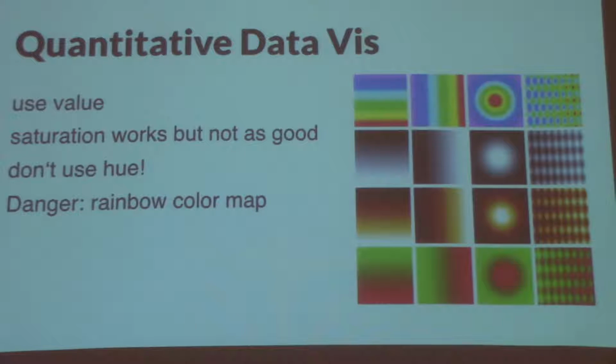But for quantitative data visualization, if you have a continuous spectrum, you should always use value. You shouldn't use hue. Saturation works also, but it doesn't work as well. Imagine this is a continuous data set from 0 to 1. Here we're just using value, so this gets brighter, and this actually represents the data pretty faithfully. You can see 0 is black and 1 is white.